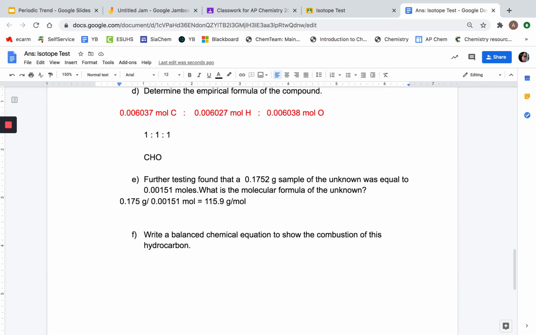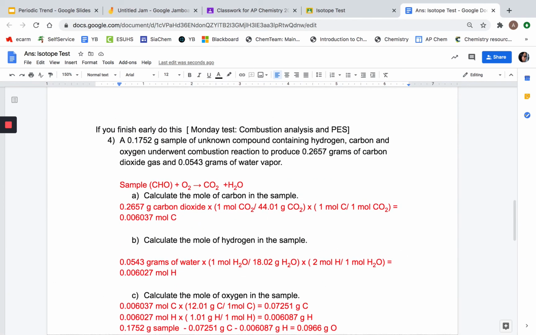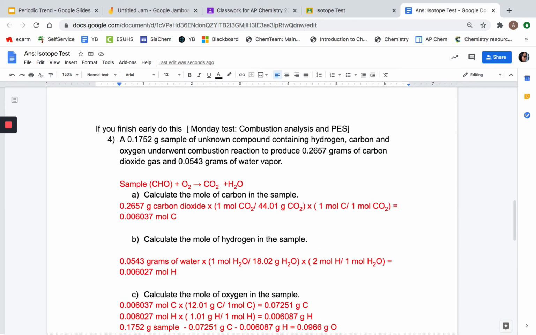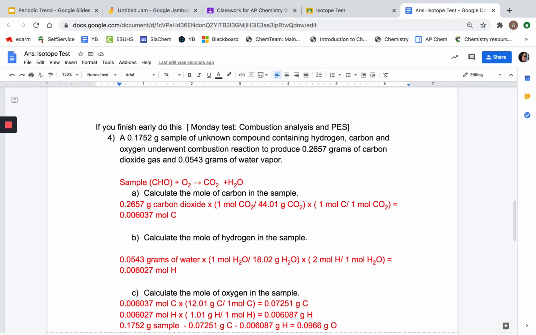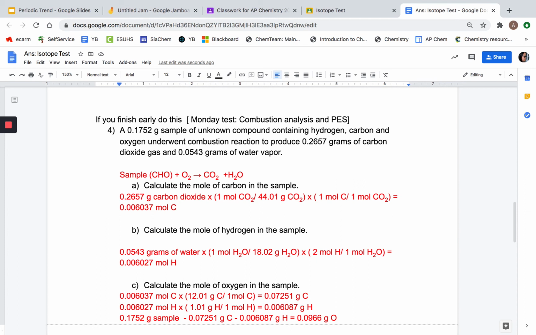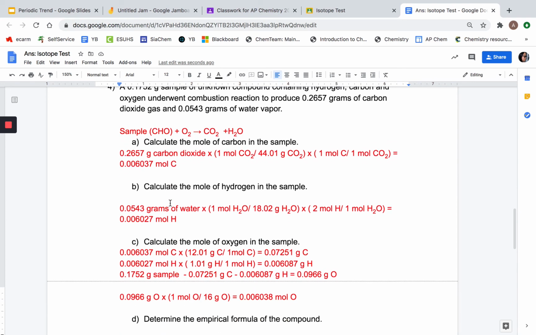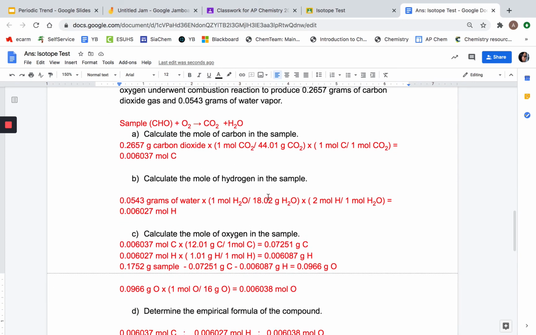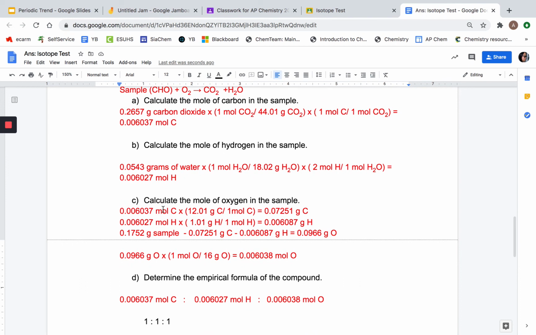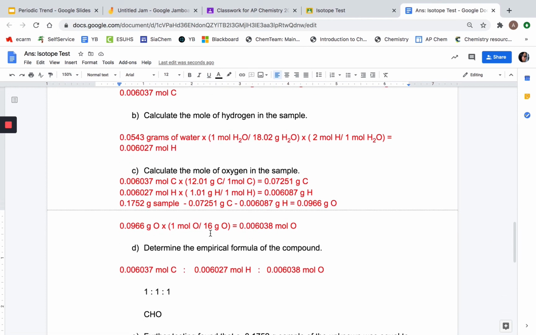So we have something wrong with this question. I probably messed up on one of these numbers. Not sure what I did. Carbon dioxide, water. Let me see. Carbon dioxide, gram, mole. And then gram, mole. Okay, we got that. We have mole to gram, subtract, and then find a mole.